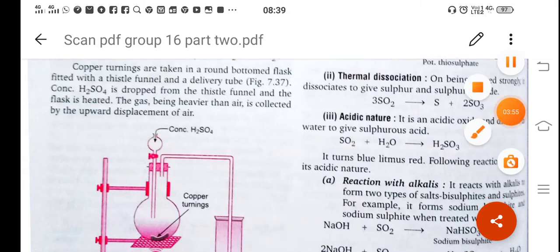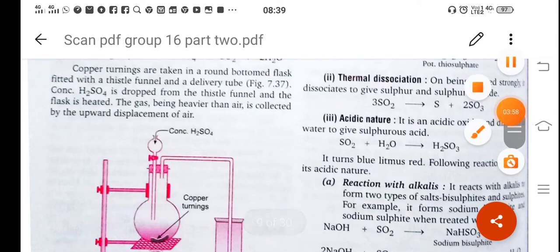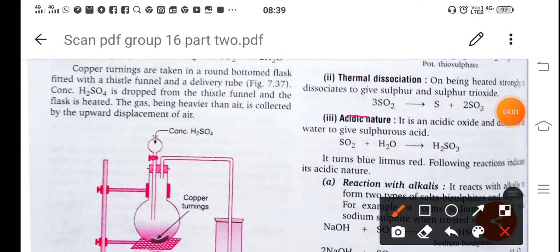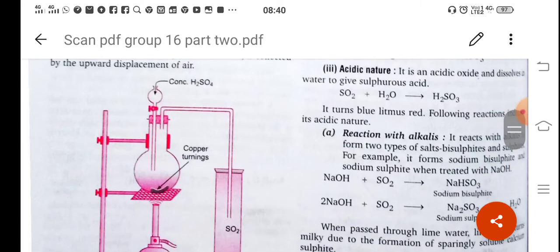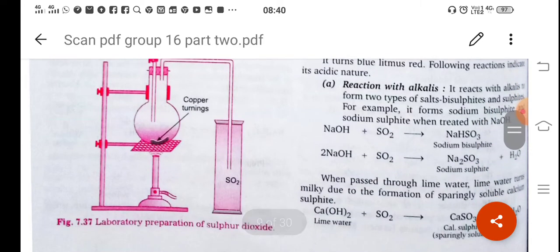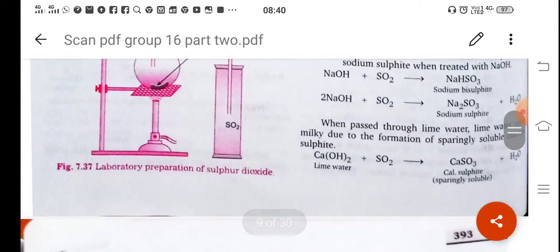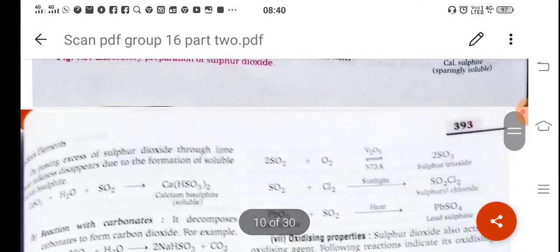Thermal dissociation of sulfur dioxide gives sulfur and sulfur trioxide. It is acidic in nature because it dissolves in water, forming sulfurous acid, which further gives sulfuric acid. With alkalis, because of its acidic nature, it forms sodium bisulfite and sodium sulfite as salts. With bases, SO2 forms calcium sulfite or calcium sulfate later.